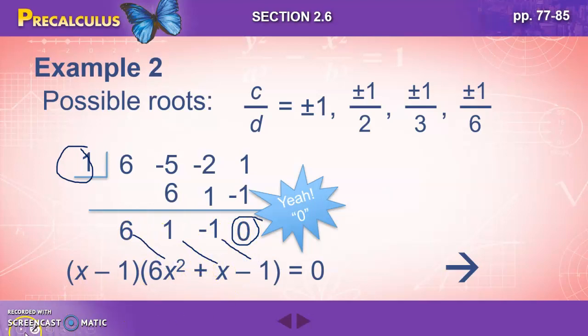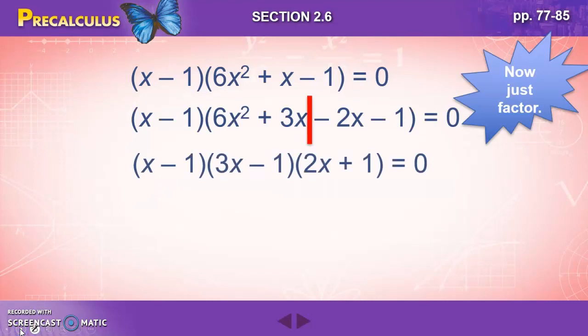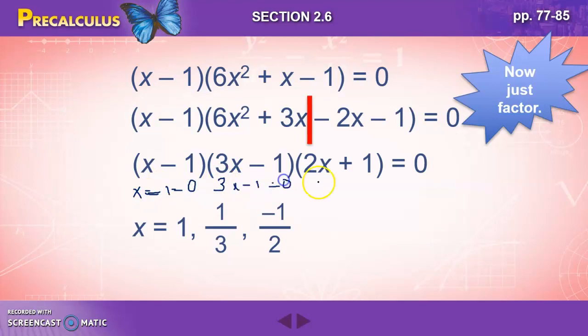plus x minus 1. You should be able to factor this like normal using factoring by grouping. We get x minus 1 times 3x minus 1 times 2x plus 1. We'll then set each of those equal to 0 to find the 3 zeros. So x minus 1 equals 0, 3x minus 1 equals 0, and 2x plus 1 equals 0.